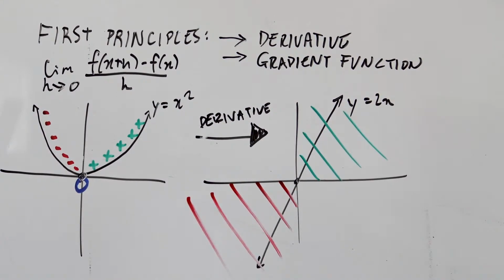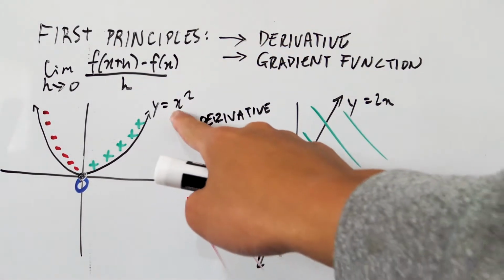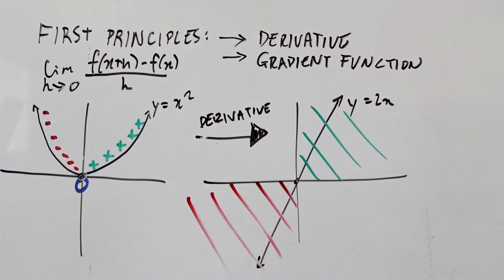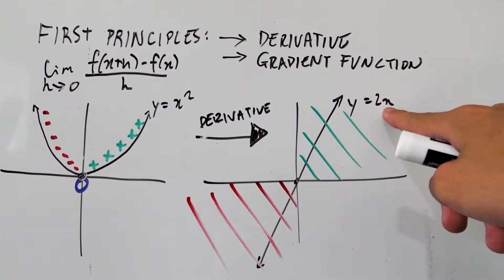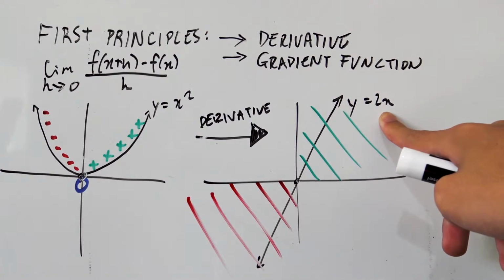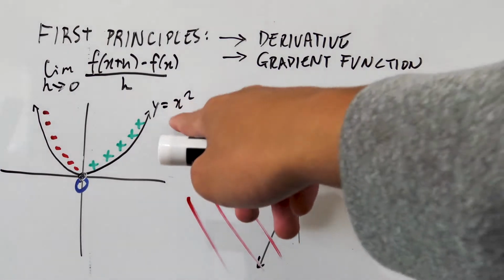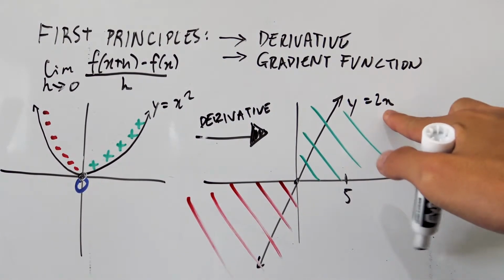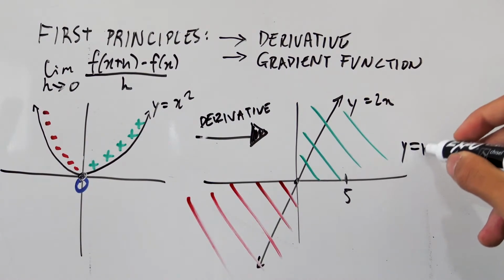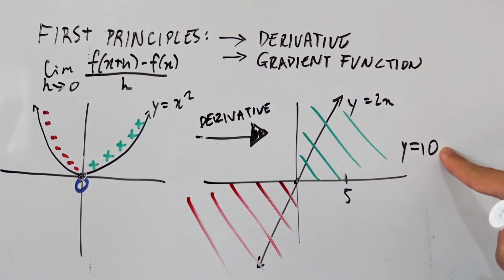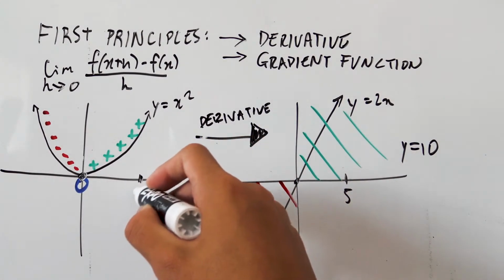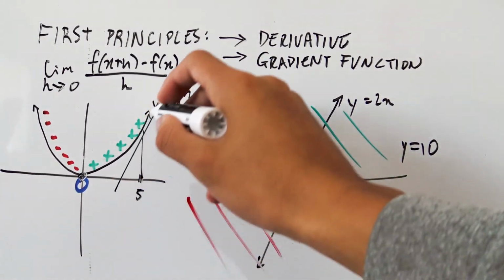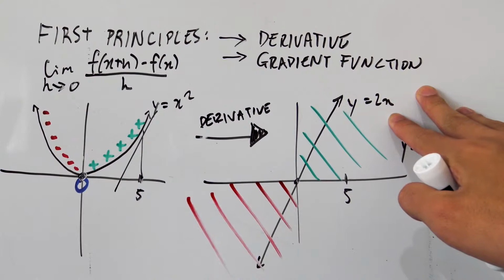So just to recap what we just learned here, we used first principles to find the derivative of x squared, which happened to be exactly 2x. And what does the derivative tell us? Well, plugging in any values of x into our derivative will give us the value of the gradient of our original function. So if you imagine plugging in an x value of 5 into our derivative, our y value will just be 10. And what does that mean? Well, that means the gradient at the point x equals 5 on our x squared graph is 10. So the gradient at this point is 10, and that is reflected on our derivative.